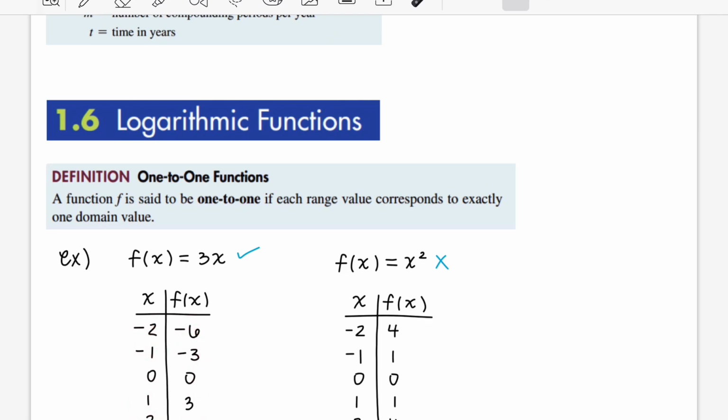Whereas if we were to look at this function, x squared here, this is not one-to-one. And this is because the range values 4 here and 1 both are the result of two different inputs. So 4 is the result of -2 and 2, and then 1 is the result of -1 and 1. So this tells us that this function is not one-to-one.